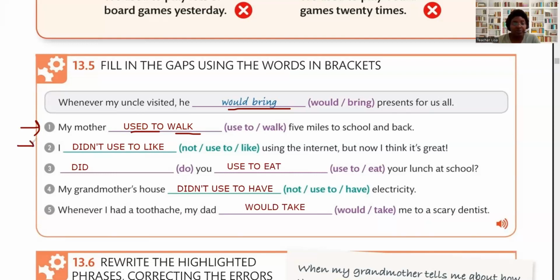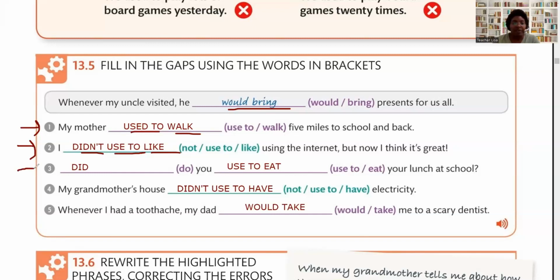Next one, number two, I didn't use to like using the internet, but now I think it's great. So because we have a negative here with the didn't or did not, we just say use to. We leave that alone. We don't add the D to the use, it's use to. And also we don't change that verb, we leave that alone.